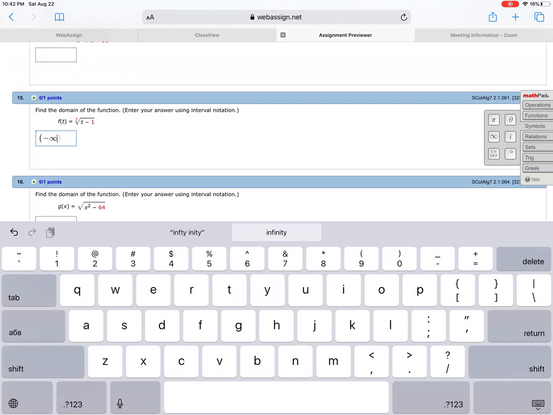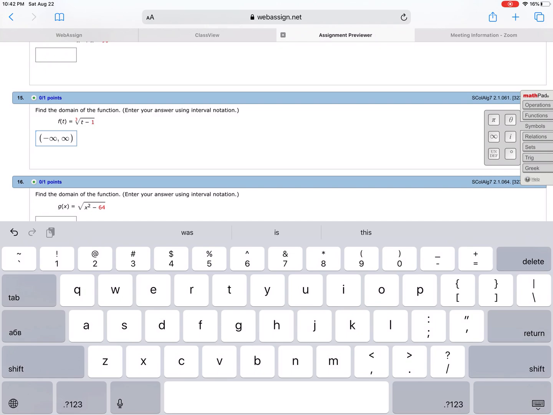There it is. Sometimes just INFT works, but let me show you that one more time. I-N-F, I-N-I-T-Y. So just type out the word infinity, and then since we're going from negative infinity to positive infinity, we'll just do that. So that is the domain of this function.